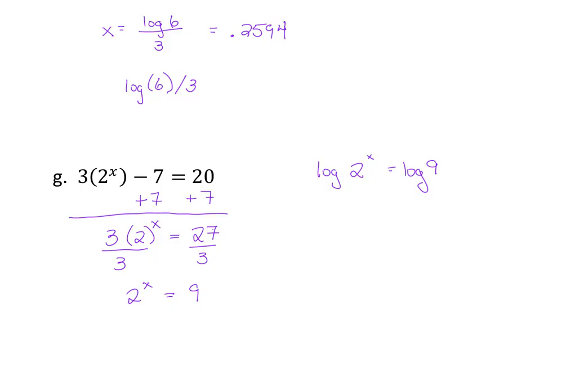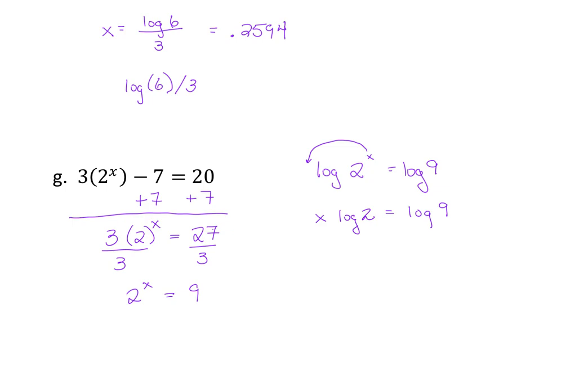Next section, we're going to talk about kind of what we do from here. But what we have is when we take the logarithm of both sides, we can move the variable down to the front. And again, I'll go over this in more detail in the next section. And so what we get is x log of 2 equals log of 9.